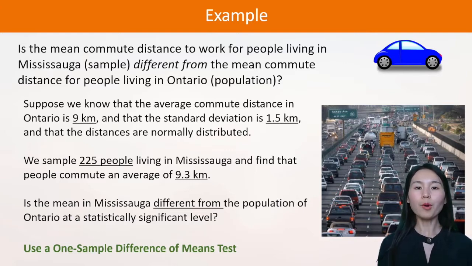For the sample, which is in Mississauga, we sampled 225 people, so the sample size is 225, and the average is 9.3 kilometers. Now we want to know if the mean in Mississauga is different from the population of Ontario at a statistically significant level. And this is a one-sample difference of mean test.